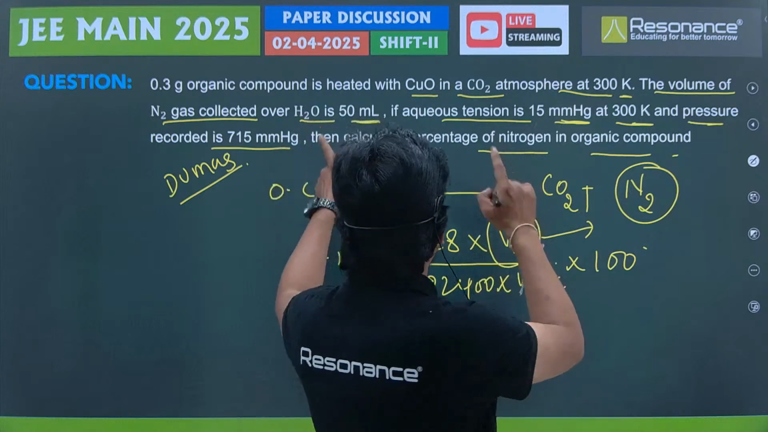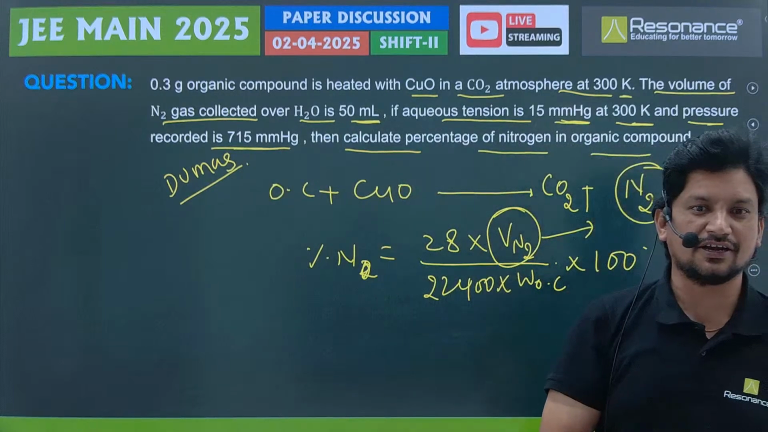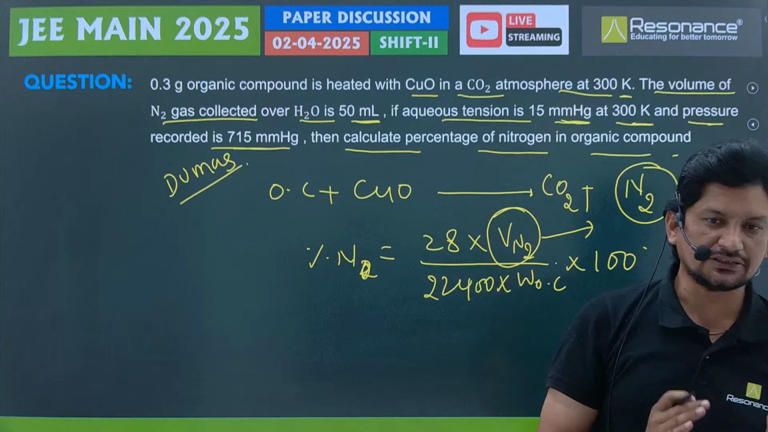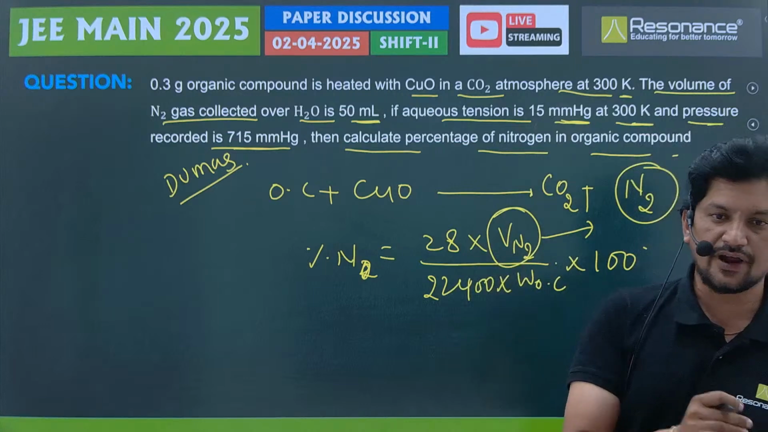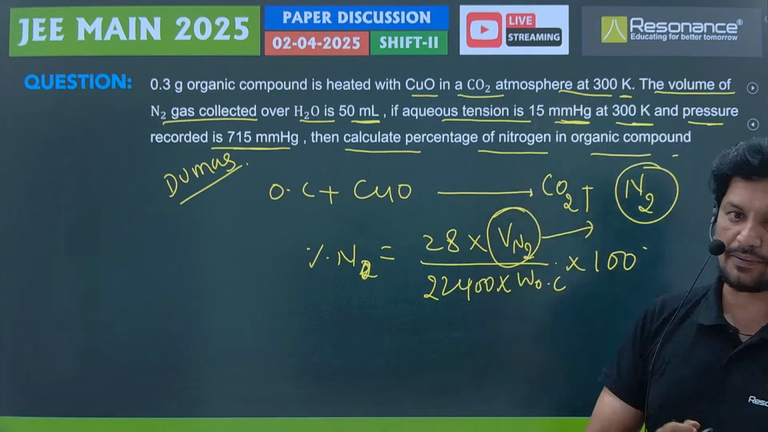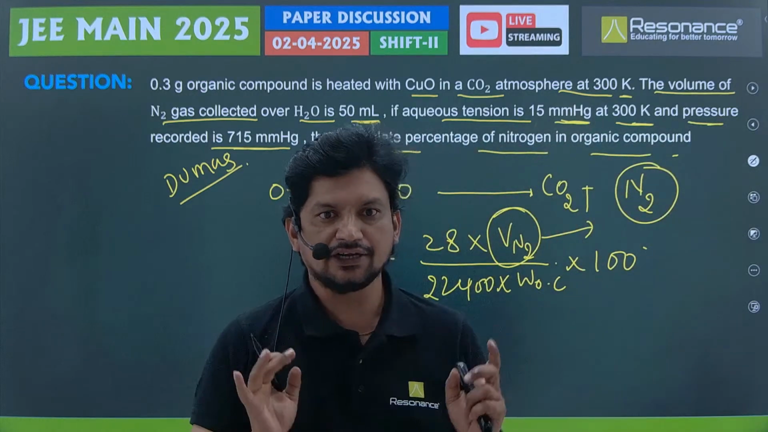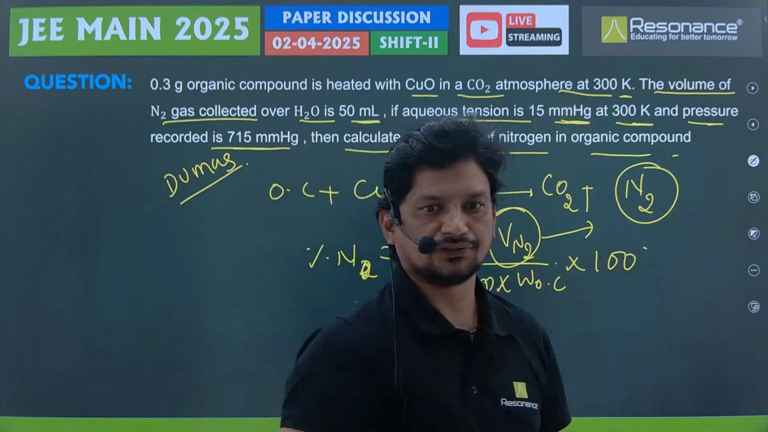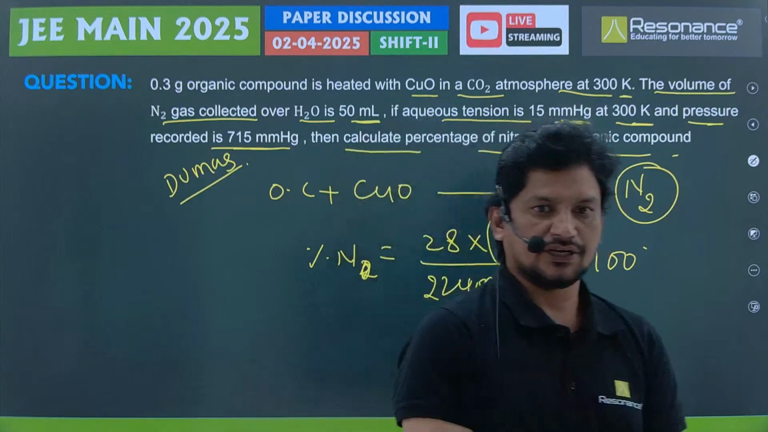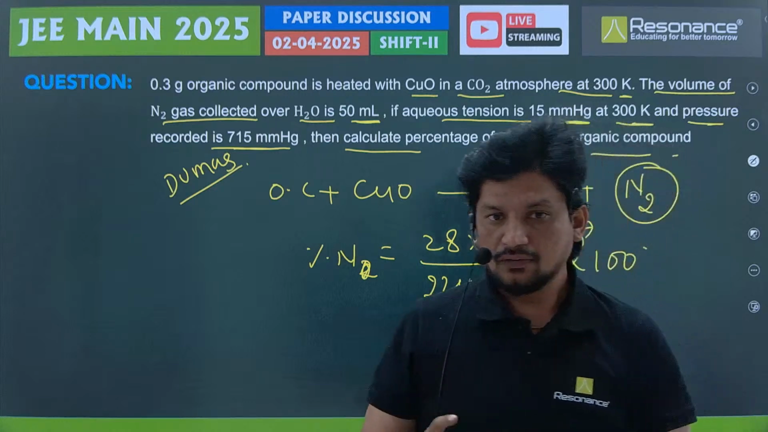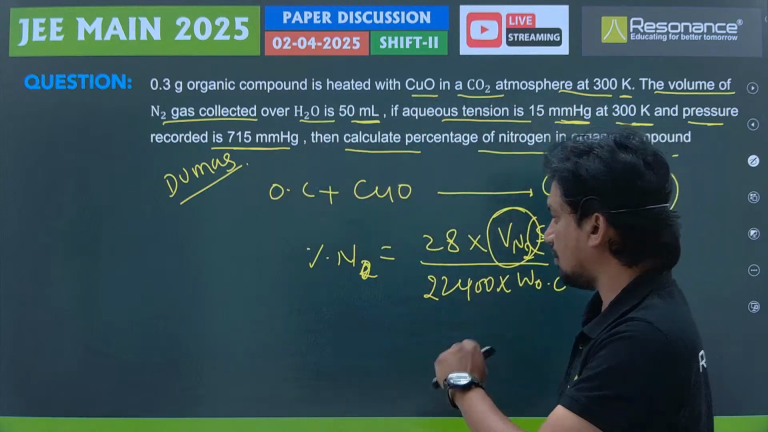But the volume of nitrogen they gave is at 715 mm of Hg, that is the experimental condition. To calculate the percentage of nitrogen, we need the volume of nitrogen in the Dumas method, but the volume of nitrogen is given in the experimental condition. The volume of nitrogen given in the experimental condition, we have to convert into STP condition. Your volume of nitrogen must be substituted in what condition? STP conditions. So we have to convert the given volume of nitrogen into STP conditions. How am I converting?